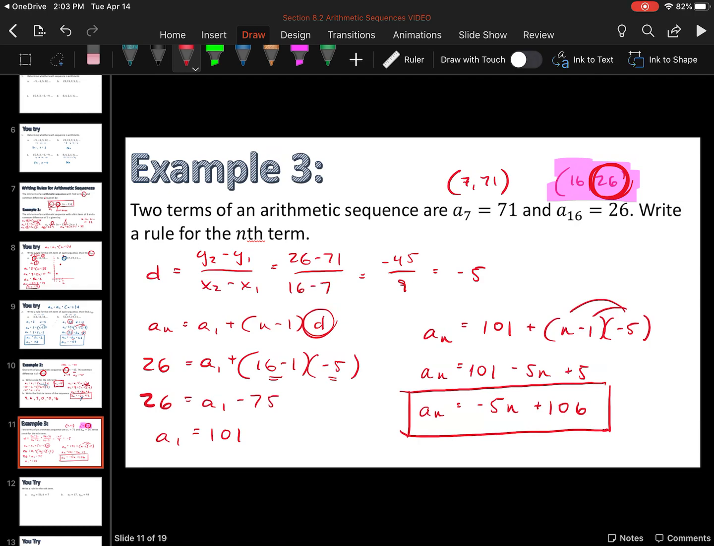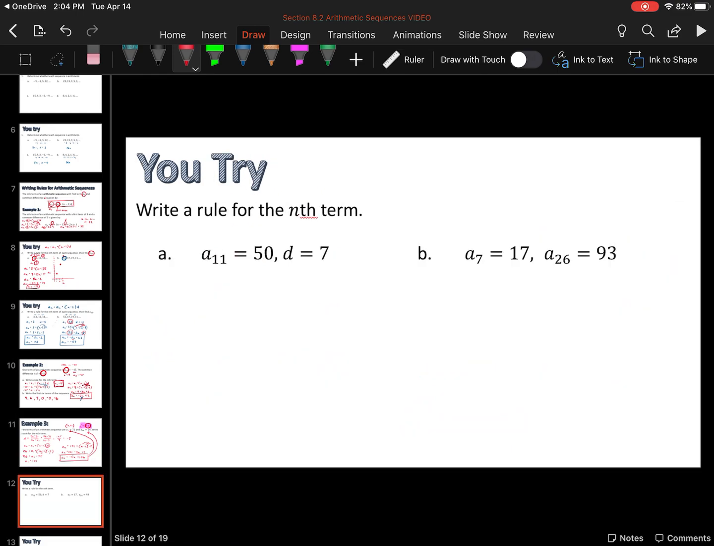So if I asked you for the 15th term, you would plug in 15 for n and then solve it all out. Again, you could check your answer by making sure the 7th term is 71 and the 16th term is 26. Two of these for you to try out.